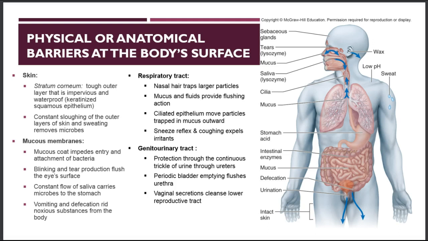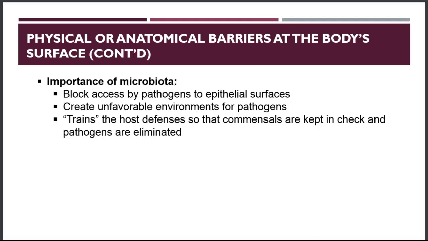And then in the genitourinary tract, urine, as it travels through the ureters from the kidneys to the bladder, helps to keep any microbes from growing in the ureters. Also, the process of urination flushes any organisms from the bladder and the urethra out of the body. Vaginal secretions also cleanse the lower reproductive tract. So these structures are components of the first line of defense.